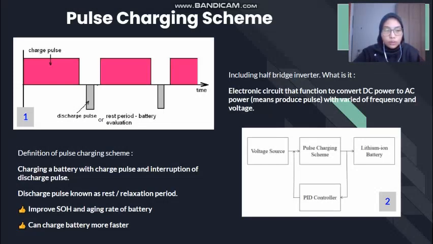The first one is it can improve the state of health and aging rate of the battery, because this charging scheme puts less pressure on the battery, which is known as the relaxation period. So if the battery has less pressure, the state of health can be maintained and the aging rate of the battery will become slower.